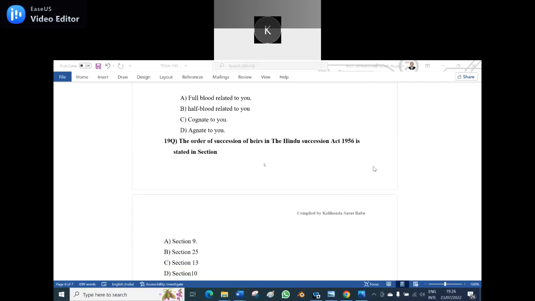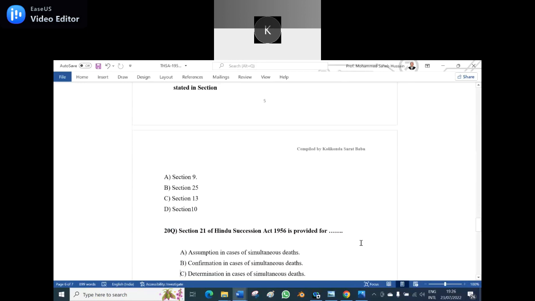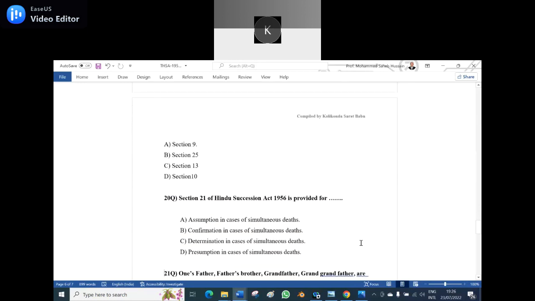19th question. The order of succession of heirs in the Hindu Succession Act 1956 is stated in A, section 9, B, section 25, C, section 13, D, section 10. Option A, section 9, is the correct answer. Section 9. Now, 20th question.